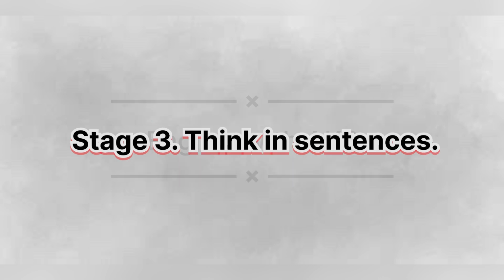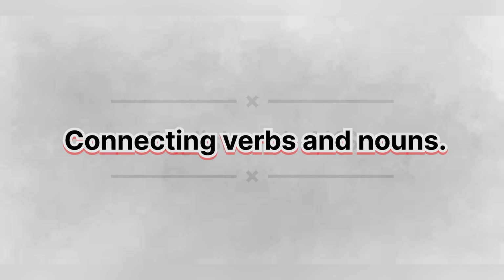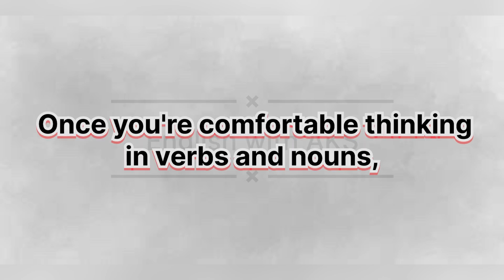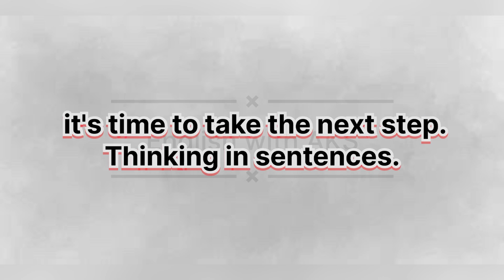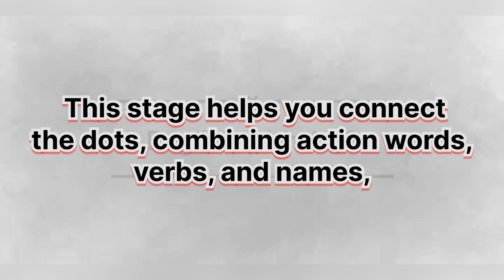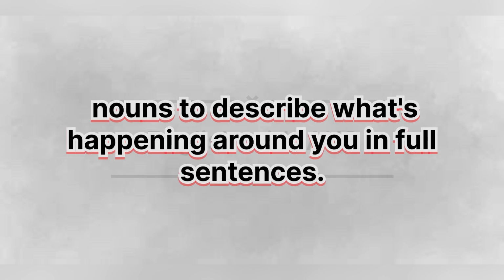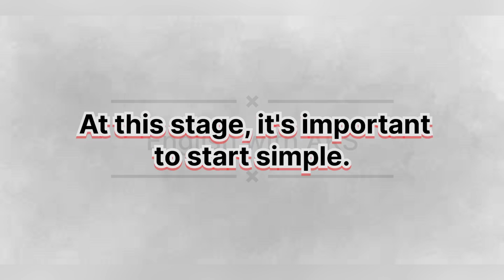Stage 3. Think in sentences, connecting verbs and nouns. Once you're comfortable thinking in verbs and nouns, it's time to take the next step: thinking in sentences. This stage helps you connect the dots, combining action words, verbs, and names, nouns, to describe what's happening around you in full sentences.